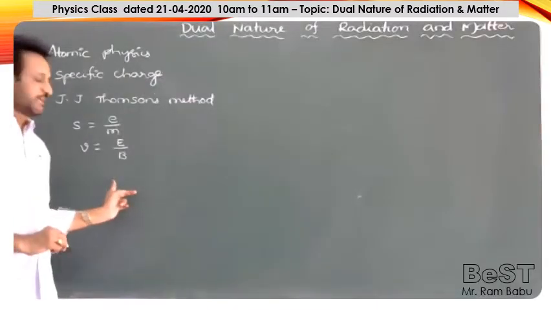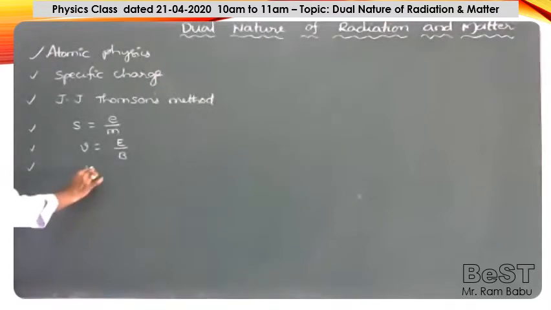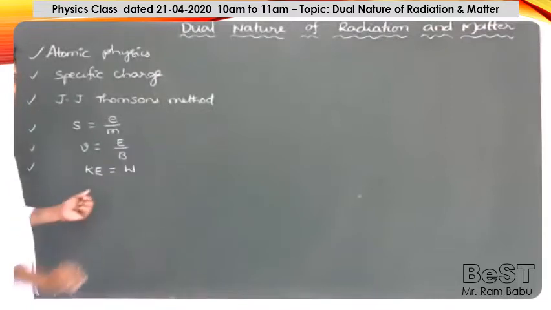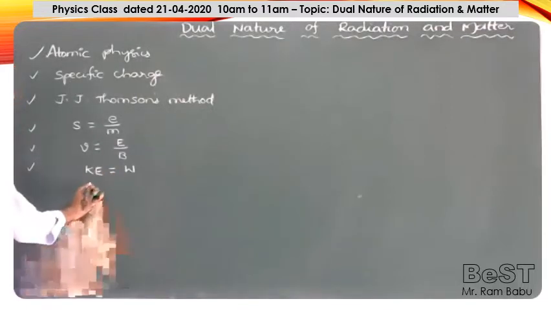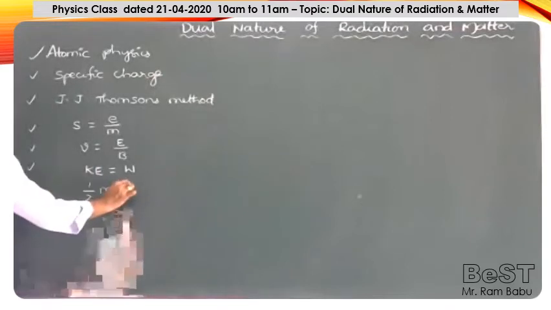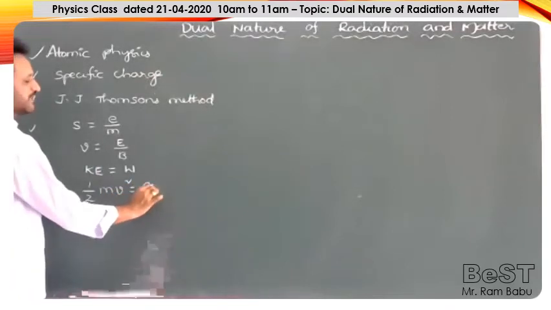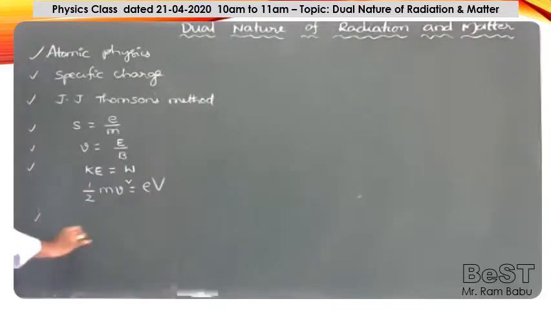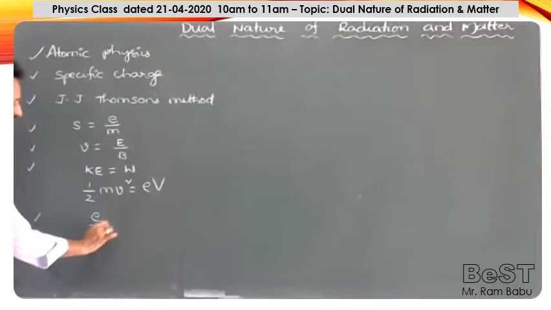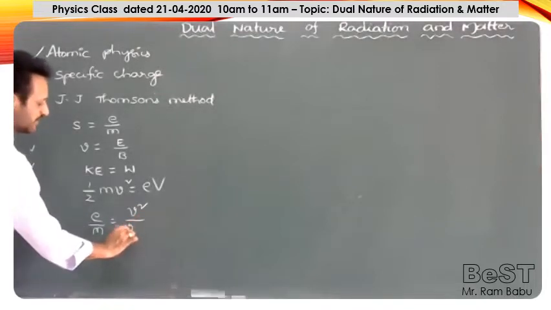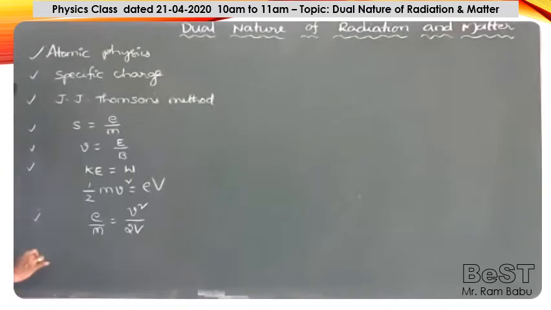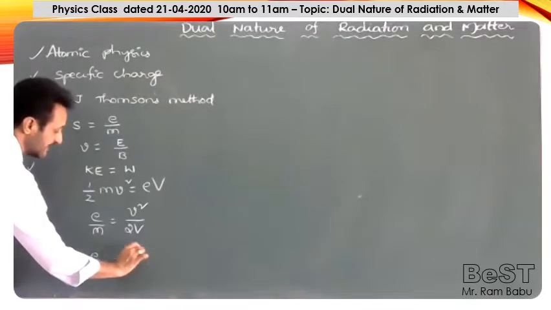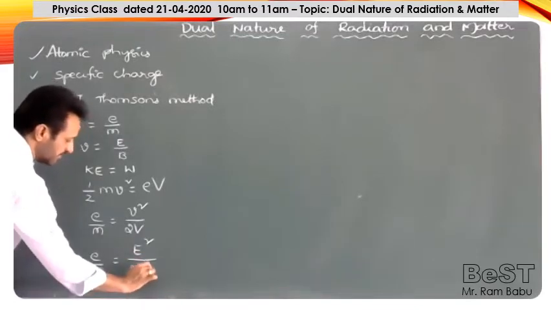For an electron traveling from cathode to anode, the kinetic energy of the electron equals the work done. So K is equal to W, and we can write K, which is half m v square, is equal to the charge of the electron times the potential difference. This formula was given. And one more, the specific charge of the electron e by m is equal to v square by 2V, or by substituting this v value, we get one more formula.